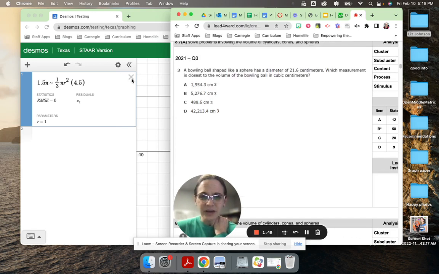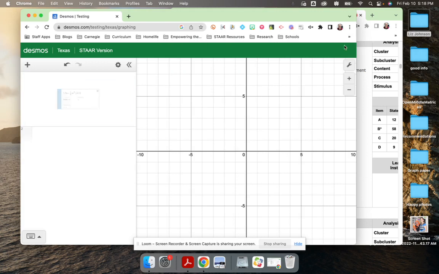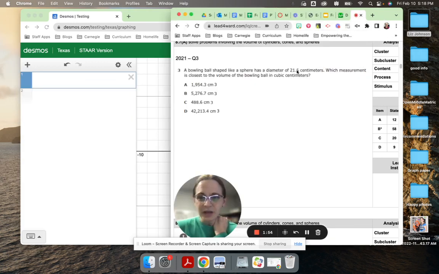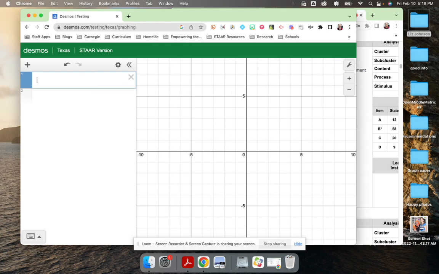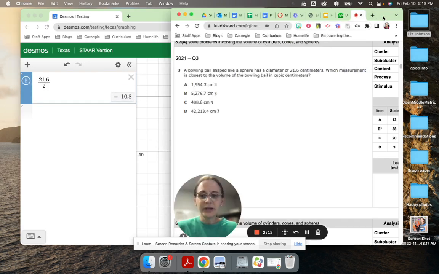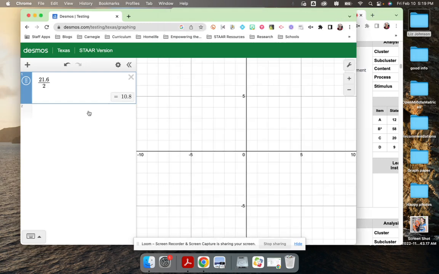So here we have a bowling ball shaped like a sphere, has a diameter of 21.6 centimeters. Which measurement is closest to the volume of the bowling ball? Okay, so this time I know the diameter, but the formula for a sphere uses the radius. So let's get the radius, 21.6 divided by 2. There we go. So my radius is 10.8. That's better. So the volume of my sphere, I could just type it in.